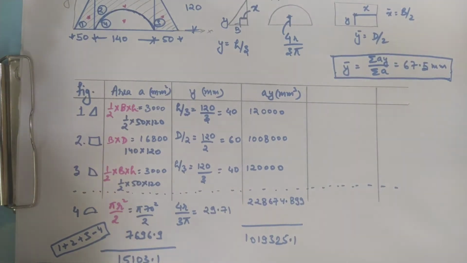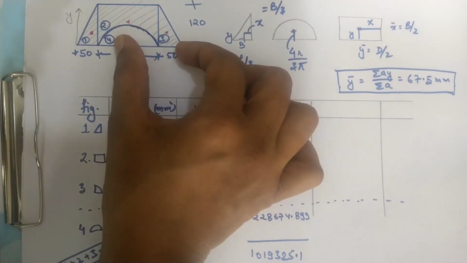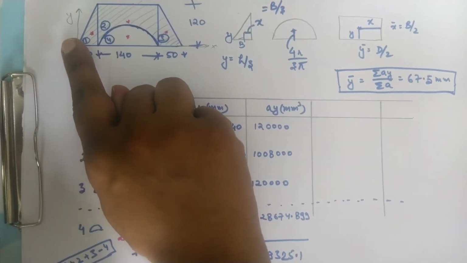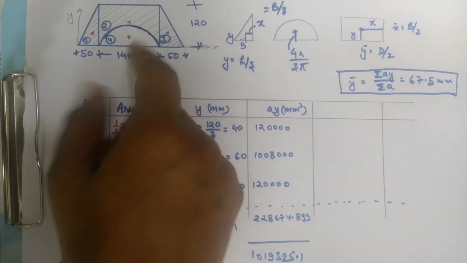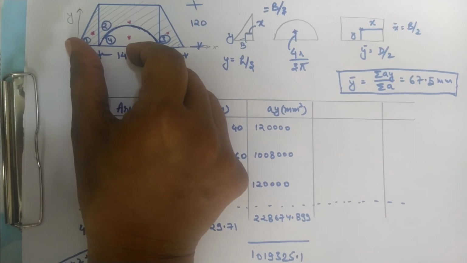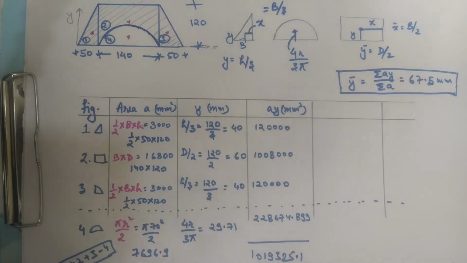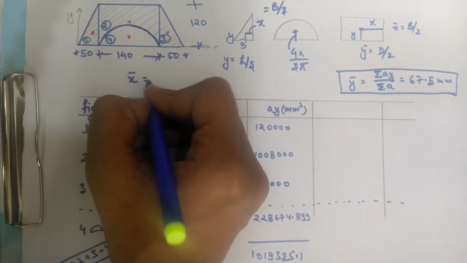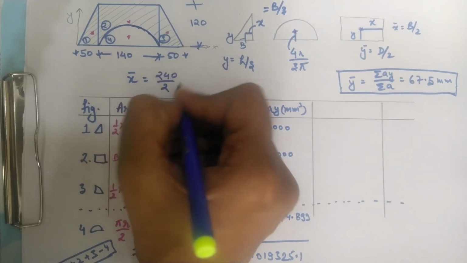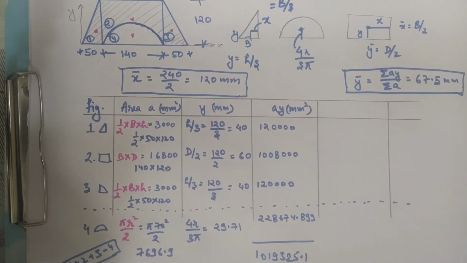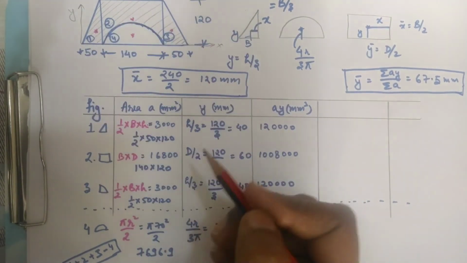Now, you can see this is a unisymmetrical figure. If you fold this half to this point, this is a unisymmetrical figure. So your x bar will be largest dimension divided by 2. So your x bar will come out to be 240 divided by 2, which is 120. But if you are still interested in identifying what is x for individual figure, I can tell you.